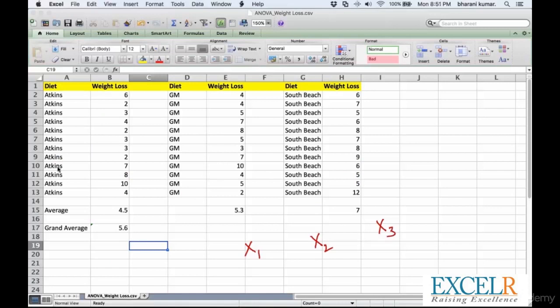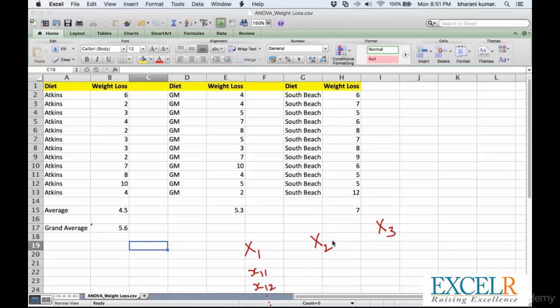And you have 12 entries here, right? So if I were to refer to the weight loss of the first person, I would say it is X11. Weight loss of the first person assigned to Atkins diet program. If I were to refer to the second person, I would say X12. Weight loss of second person assigned to Atkins diet program, so on and so forth.